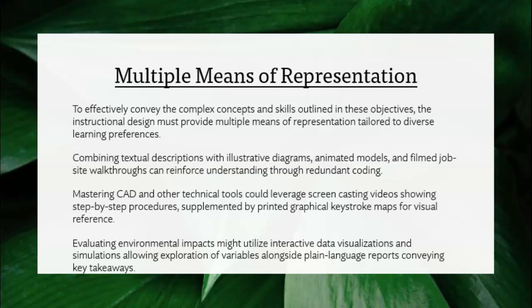The next thing that we want to do to make sure this course is fully inclusive is to have multiple means of representation. What that's looking at is ensuring that the complex concepts and skills that are outlined in objectives are tailored to the diverse learning preferences of the students that we have. One of the ways that we can do that is by evaluating environmental impacts that might utilize interactive data visualizations and simulations, allowing the exploration of variables alongside plain language reports conveying key takeaways.